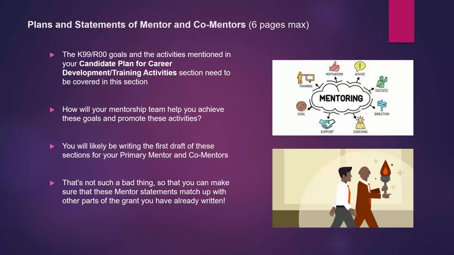If you start out with a mismatch, it's harder to track. So you want to match these up. And then if your mentor wants you to change things, then you'll know you have to change them in the plans and statements of mentor and co-mentors, as well as your training plan.